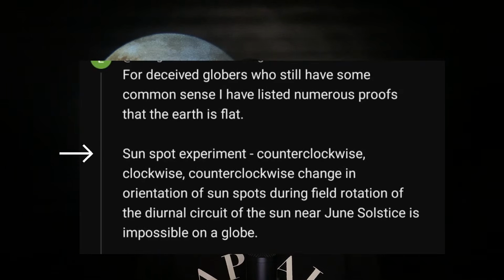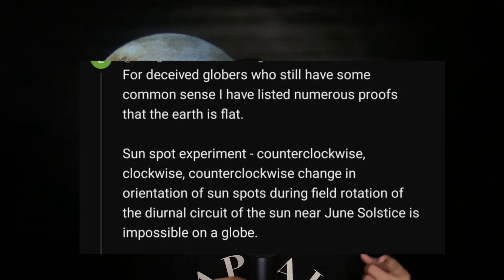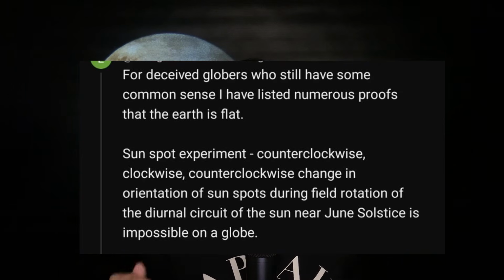We're going to hone in on one comment that has multiple flat earth proofs and look at each point. The first point, sunspot experiment, counterclockwise, clockwise, counterclockwise, change in orientation of sunspots during field rotation of the diurnal circuit of the sun near June solstice is impossible on a globe.